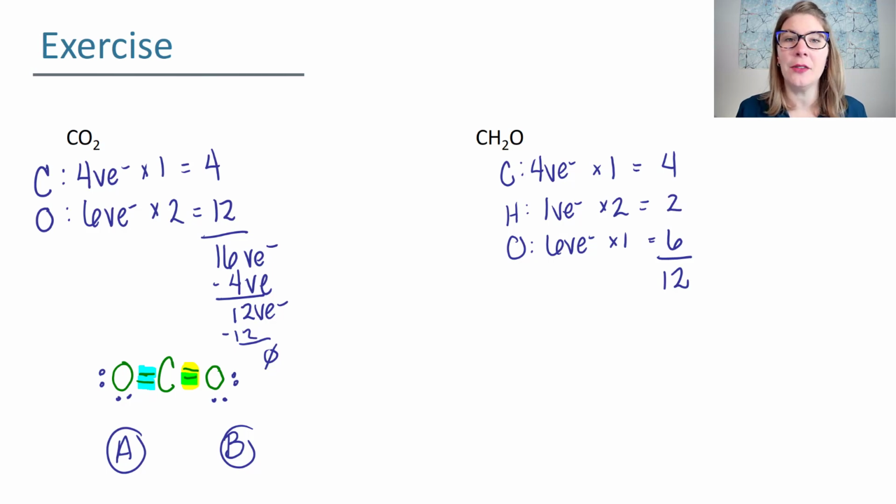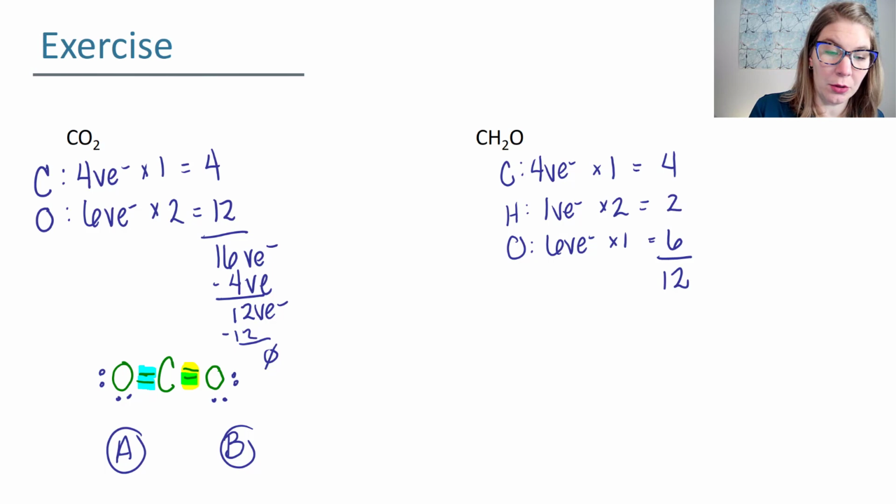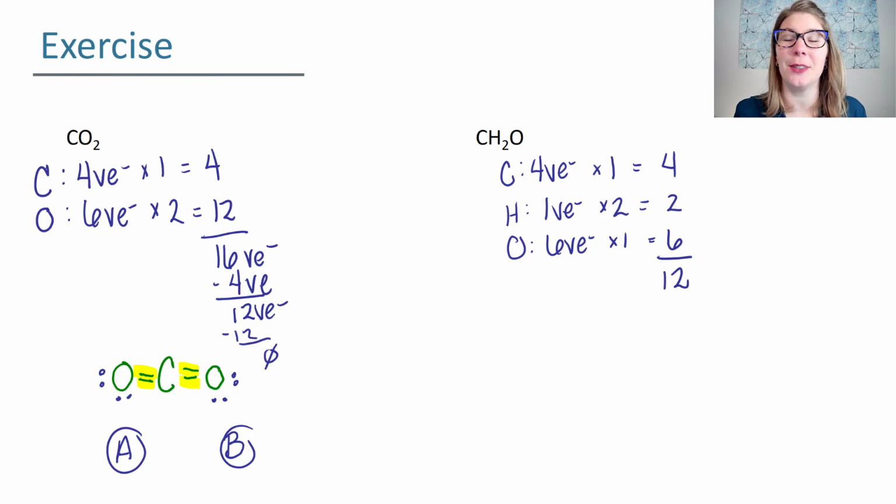Now I still have 16 electrons drawn, and my carbon, I will just erase my highlighting so I can recount, has 2, 4, 6, 8 electrons around it, and guess what? So do each of our oxygens.